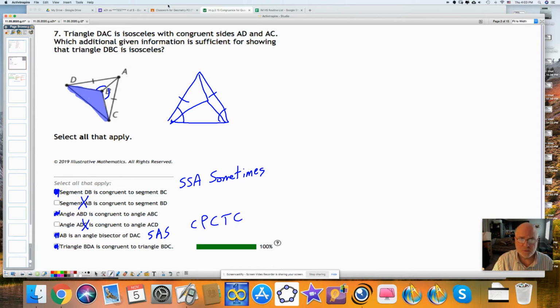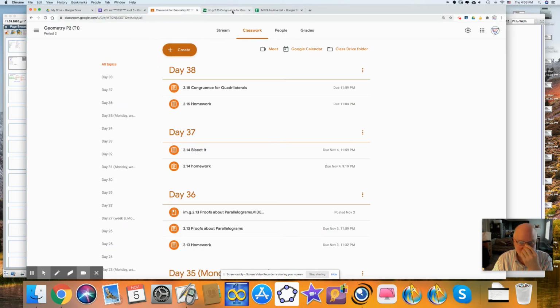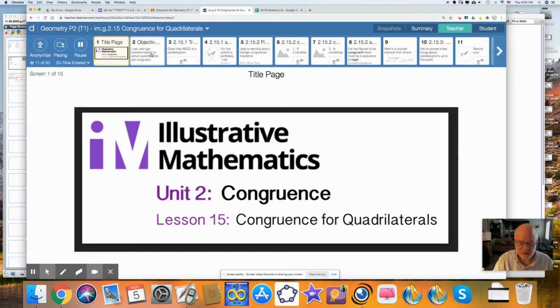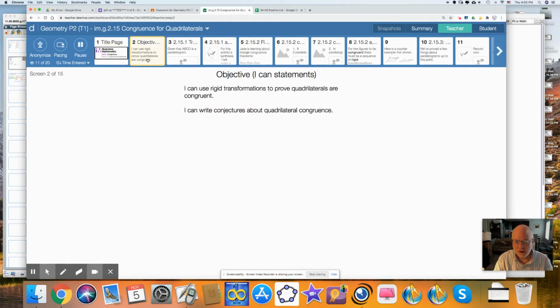In today's lesson, we went through a number of different types of activities. We're looking at quadrilaterals, congruence in quadrilaterals. And you can use rigid motion transformations to prove they are congruent. You could write conjectures about quadrilateral congruence. That was the goal for the day. And it's kind of a light day as far as the amount of work that is required compared to some of the things that we've been doing recently.